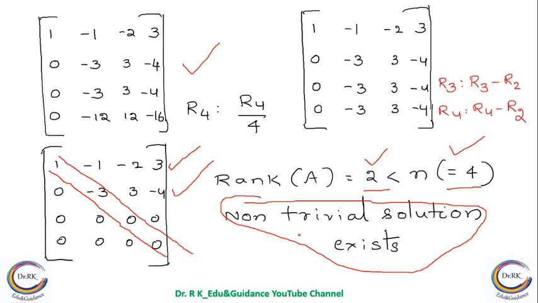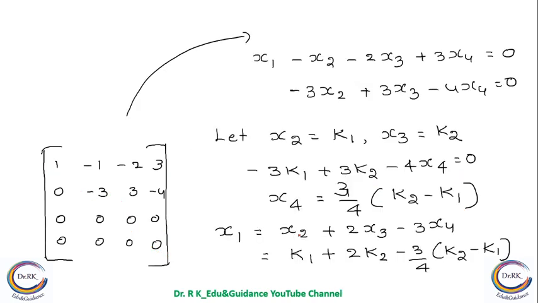The same as what we tried with the non-homogeneous system of equations: go back and write this in terms of equations. Here this is x1 minus x2 minus 2x3 plus 3x4 equal to 0. And this is 0x1 minus 3x2 plus 3x3 minus 4x4 equal to 0.